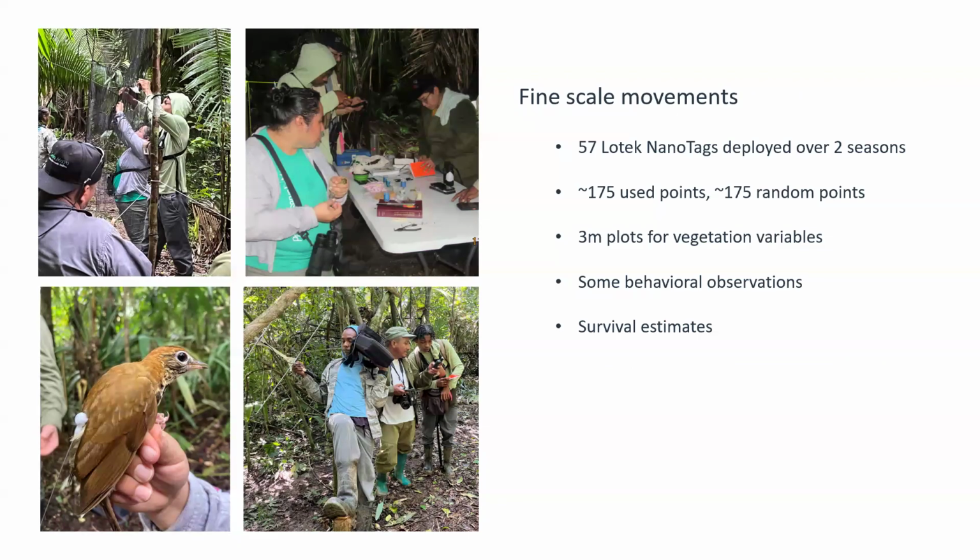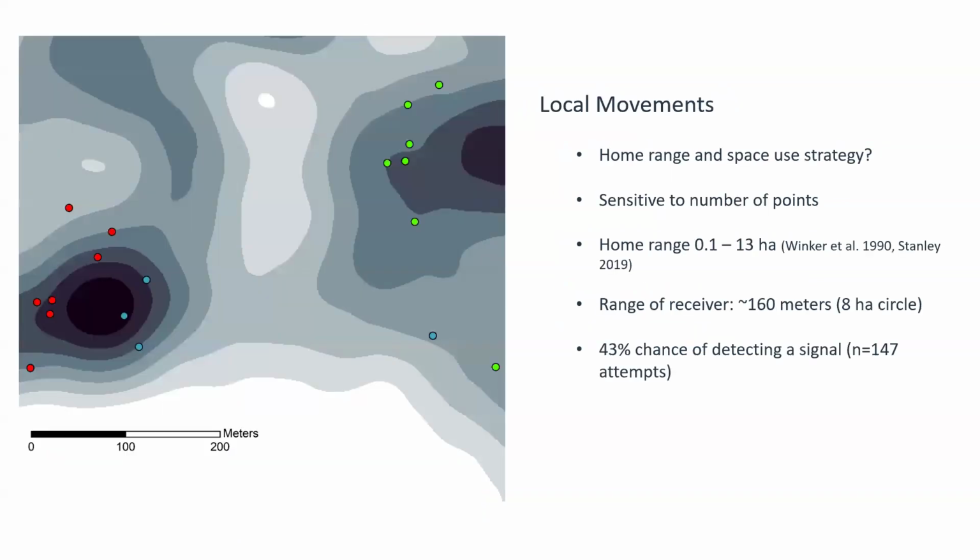So for fine scale movements, we deployed 57 low-tech nanotags over the 2 seasons across that same gradient of logging intensity, and manually hand tracked the birds to characterize fine scale habitat selection. And from this, we can also estimate survival. And so this is all great and I think successful so far.